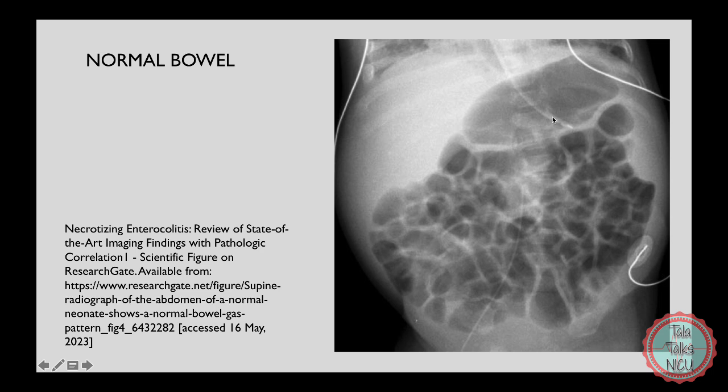So I'll say this again, when we're reading X-rays, we read them as if the person is facing us, because they are. So this is the left and this is the right side of the body. So the left is where the stomach bubble usually is, and this is the right where the liver is.